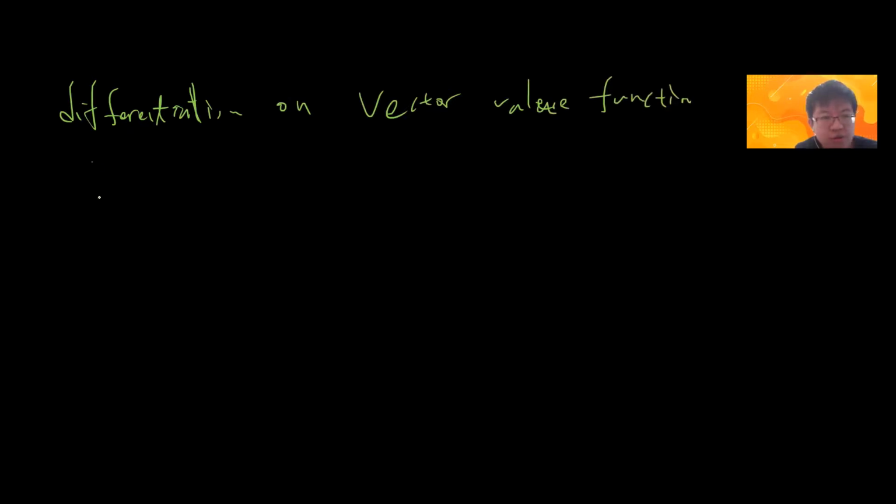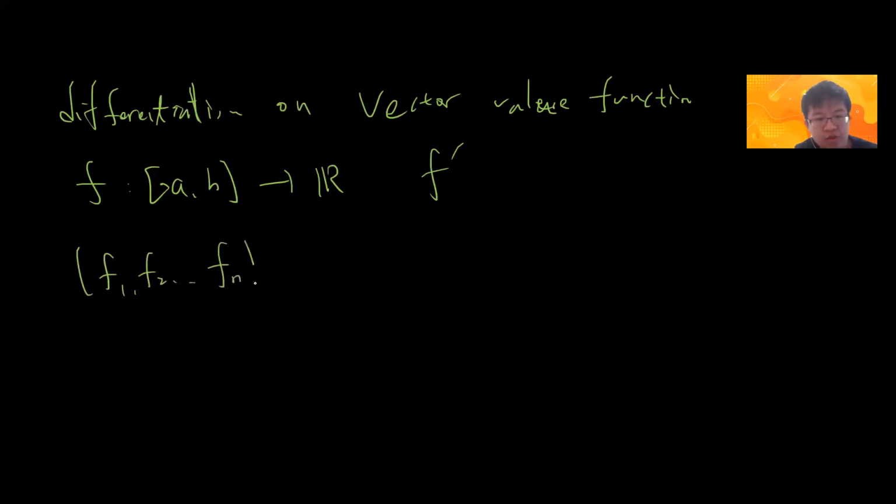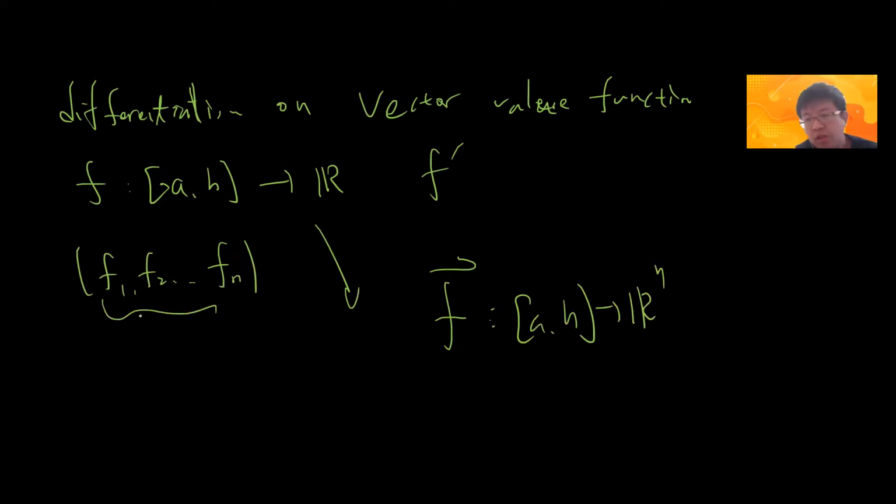Remember that our definition is for a function from an open interval (a, b), or a closed interval, to R, and then we can define the derivative. Suppose you have f1, f2, up to fn. Some people will just write a vector f mapping (a, b) into Rn, where each component is f1, f2, up to fn. Then f prime is defined to be another vector: f1 prime, f2 prime, up to fn prime.